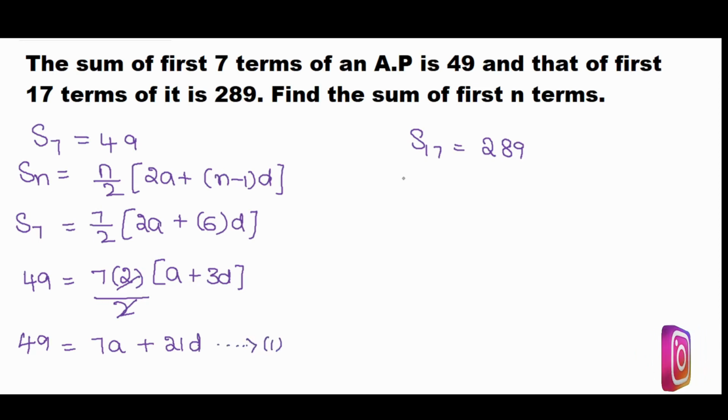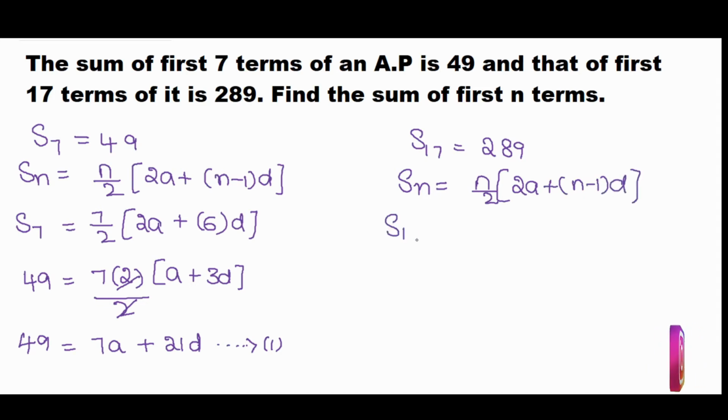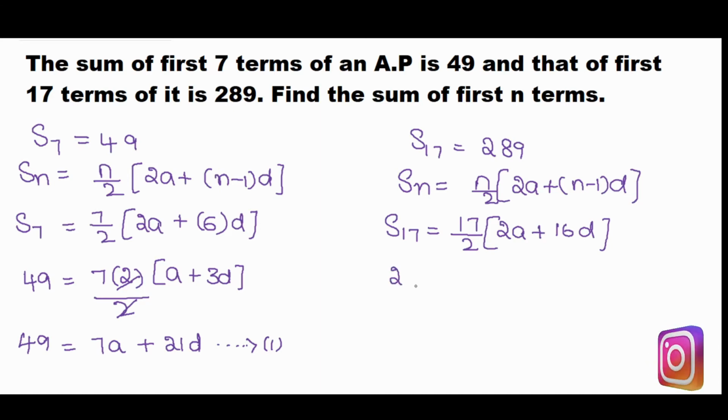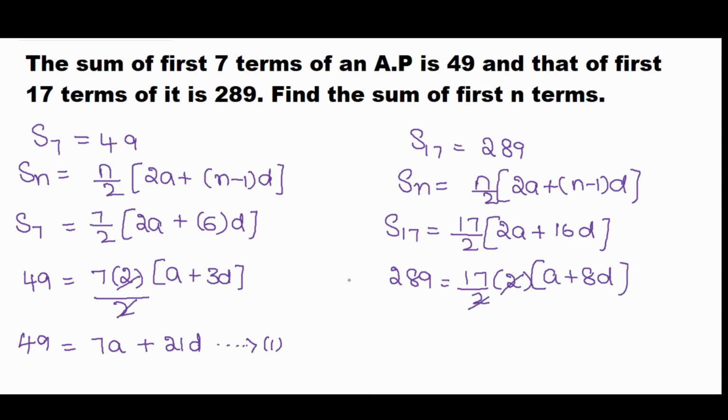Let's go for the next equation. Same formula, let me write it again. Sn is equal to n by 2 into 2A plus n minus 1 into D. So S17 is equal to 17 by 2 into 2A plus 17 minus 1, which is 16, into D. So S17 is 289, which is equal to 17 by 2, and you can see that I have 2A plus 16D. I'm going to take 2 out as common. I result with A plus 8D, and 2 and 2 get cancelled.